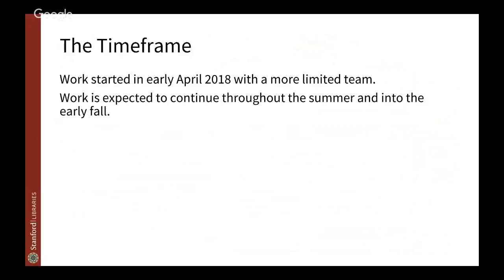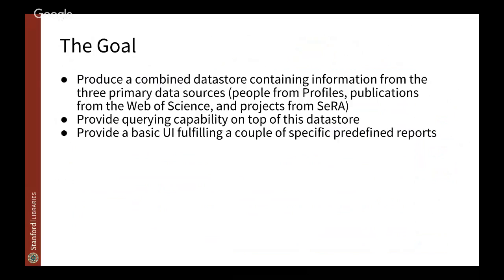So, as I just stated, the work started in early April 2018 with a slightly smaller team than what was listed on the previous slide, and the work is expected to continue throughout the summer and into the early fall. At a high level, the goal is to produce a combined data store containing information from the three primary data sources that were identified earlier.